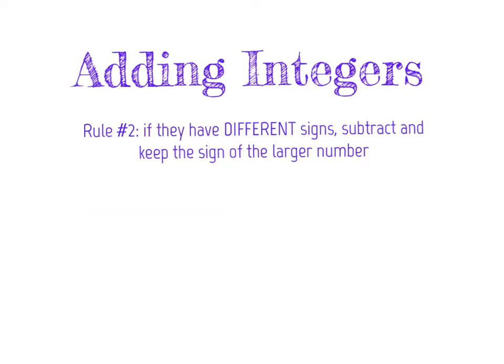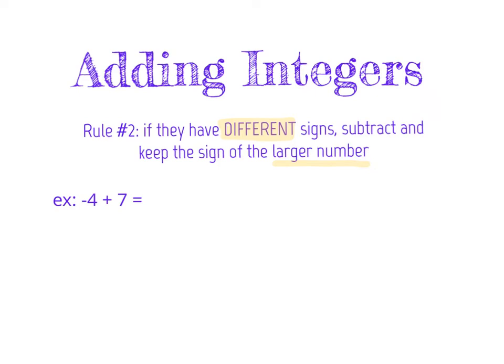Rule number 2 for adding integers. If the numbers have different signs, meaning one is negative and one is positive, you're going to subtract them and keep the sign of the larger number. Now here's the trick. The larger number does not mean the greatest value. It means the one that there is more of. And I'll explain that with some pictures.